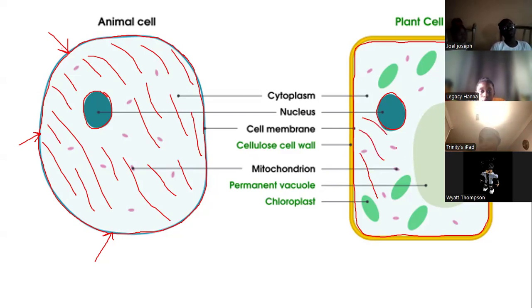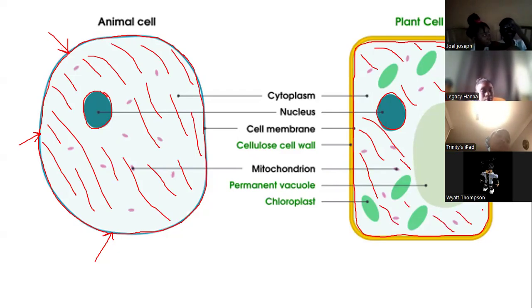Cytoplasm. What's another word for cytoplasm that we could say? A swimming pool. Very good. That's where all of the jelly-like substance where all of the structures float around in. All right.